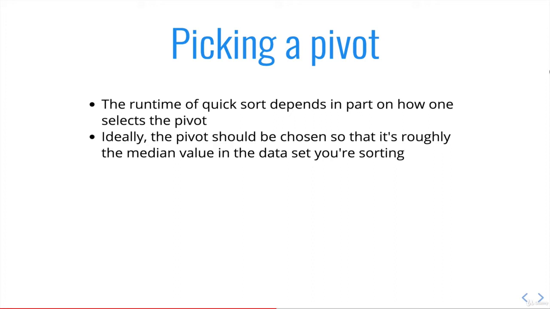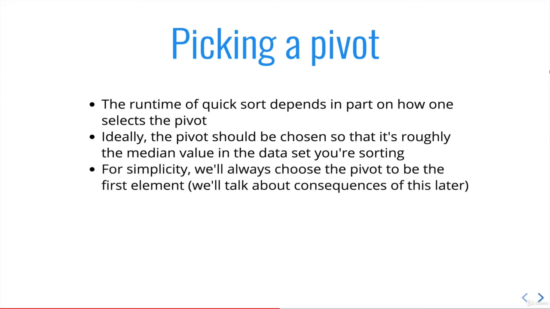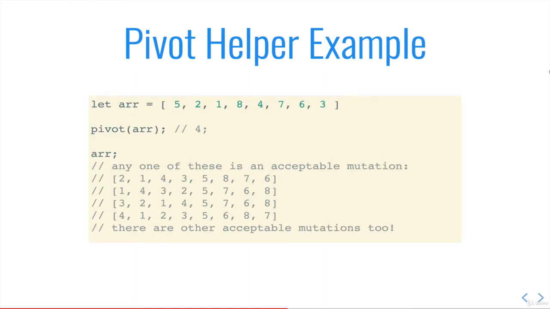So there are other strategies. You pick the first element or the last one or the middle or a random element. For simplicity's sake, in this video, we're just going to always choose the pivot to be the first element. That does actually have some consequences as far as big O that we'll talk about later, but we're going to just pick the first element to make it simple. So here's how it could work.